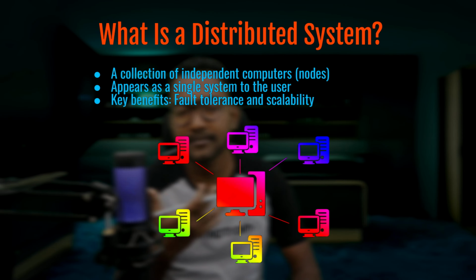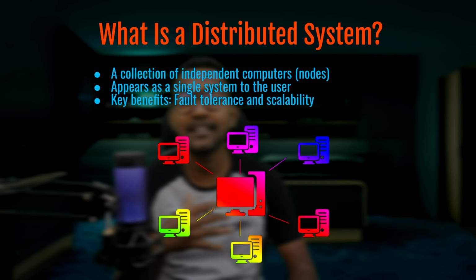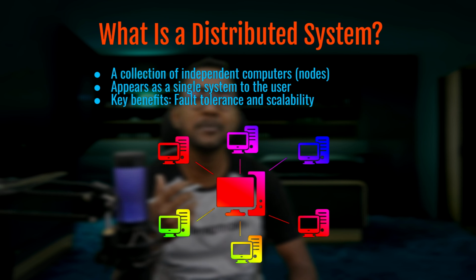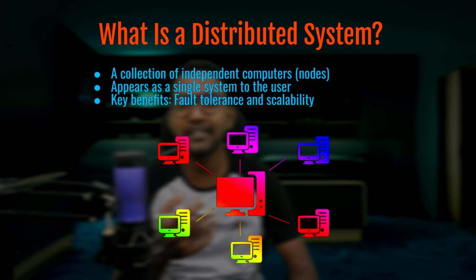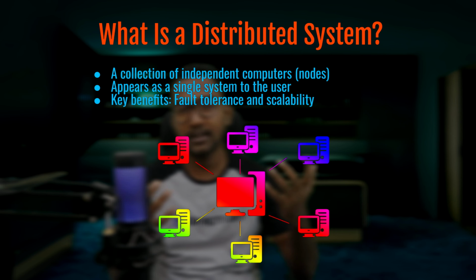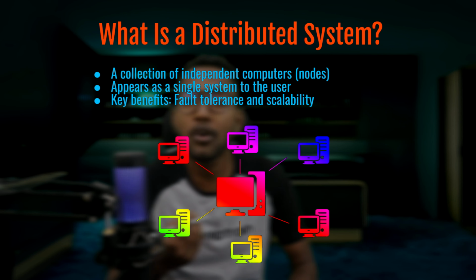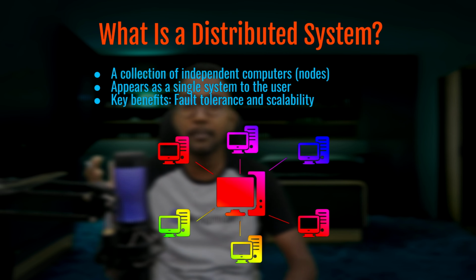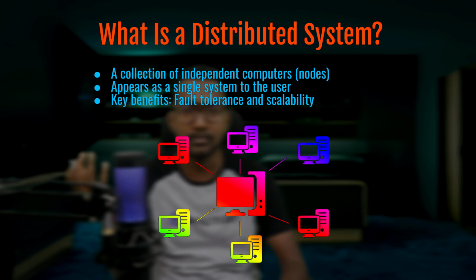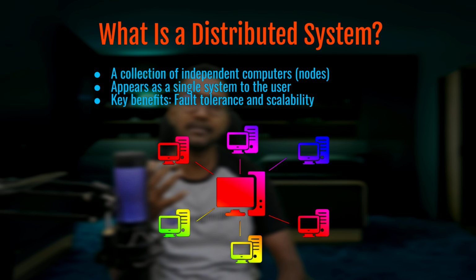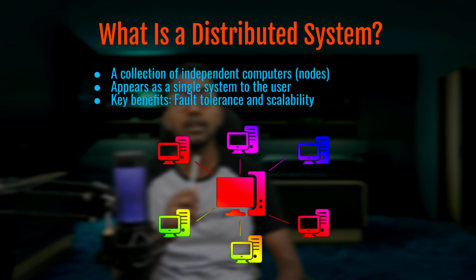Now that we have explored the example of teamwork, let's define what a distributed system is in technical terms. A distributed system is essentially a collection of independent computers, often referred to as nodes, that work together to achieve a common goal. These computers can be located in the same room, in different parts of a building, or even across the globe. What makes this system so powerful is that to the user, it appears as if they are interacting with a single unified system.